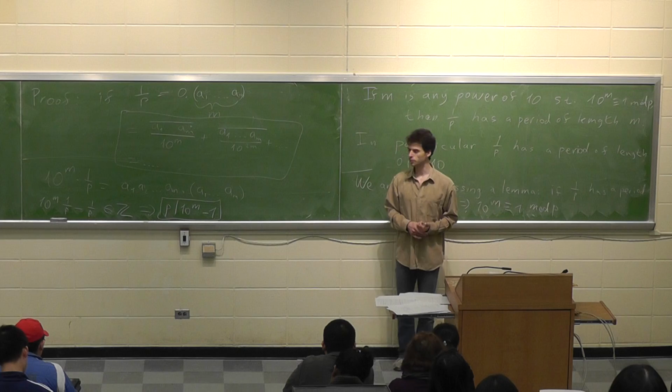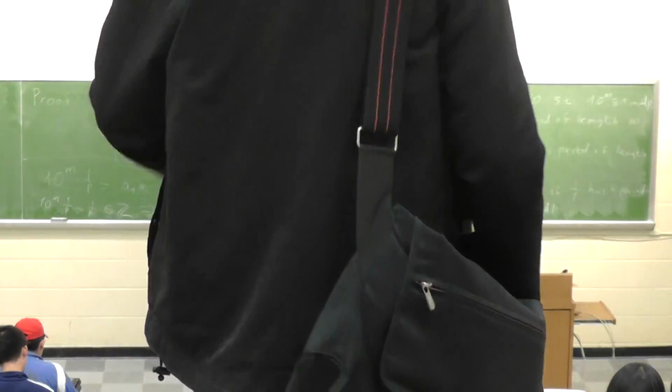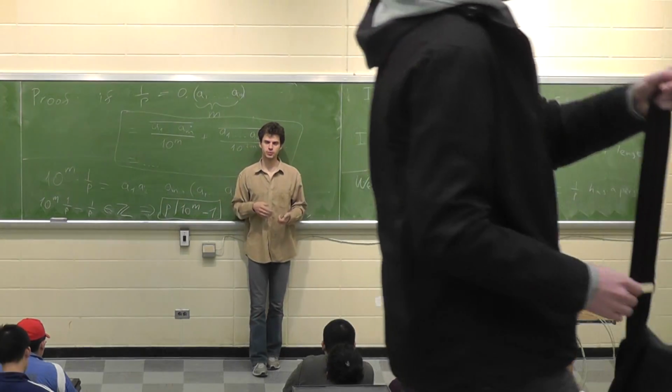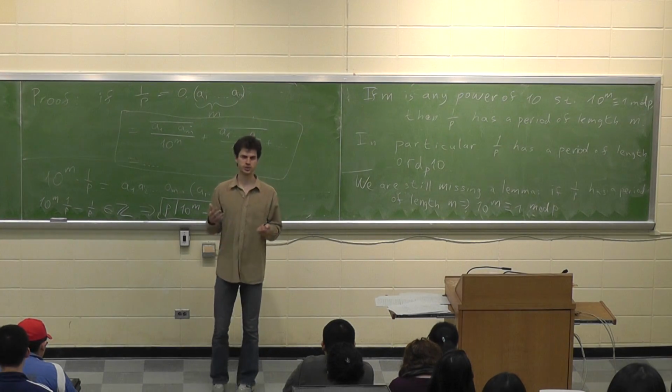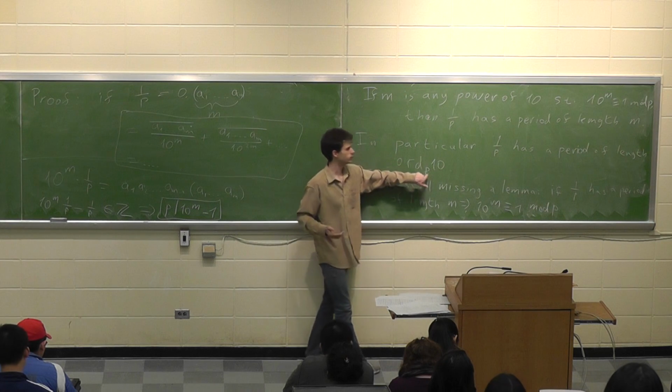So we started with the problem of, well, what is the period of the decimal expansion of 1 over p? And now we got an answer. The period is equal exactly to the multiplicative order of 10 modulo p.